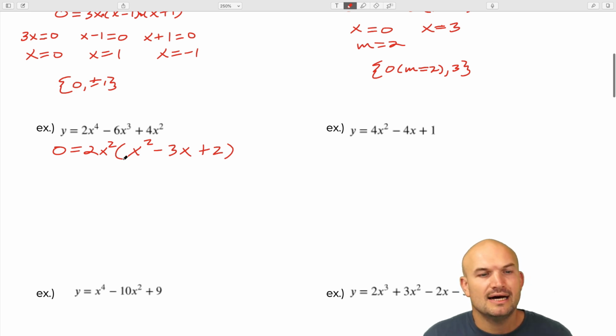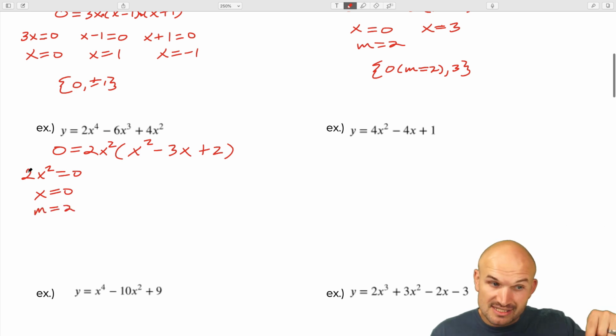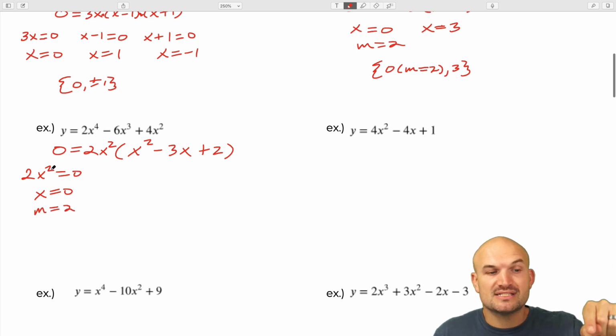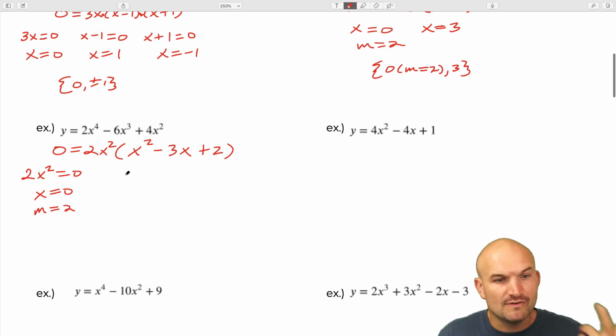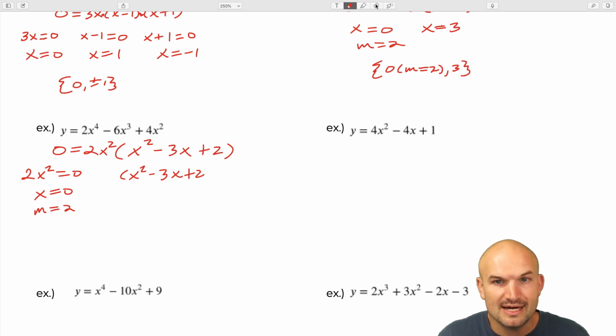Now I see you can set these both equal to 0. So we have 2x squared equals 0, right? And again, same thing that's happening here. x is going to equal 0, and it's going to have a multiplicity equal to 2, not because of this coefficient 2, but because of this power 2. Over here, I can set this equal to 0 if you don't already know what the factor is. But again, it's very important for you to recognize that it is equal to 0.